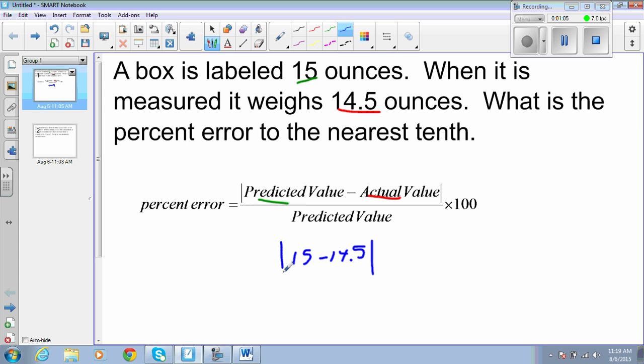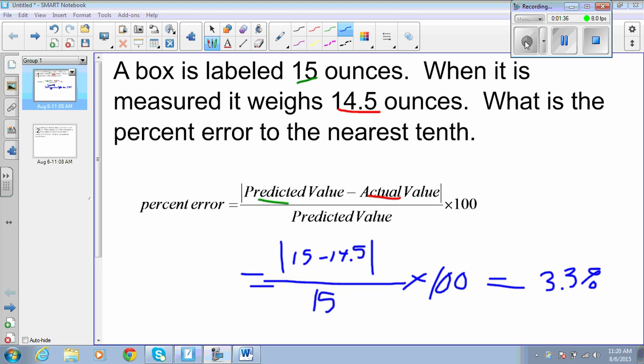15 minus 14.5, and the absolute value of that. We do that just in case we get something that measures a little bit higher, like 15.5. You don't have a negative percent error because of the absolute value. And it's 15 minus 14.5 divided by 15, and we're going to multiply by 100 to get it into percent form, and that's going to be our percent error. And our percent error equals 3.3%, rounded to the nearest tenth. 3.3%. This is a percent sign. It's a little sloppy. All right, let's do one more.